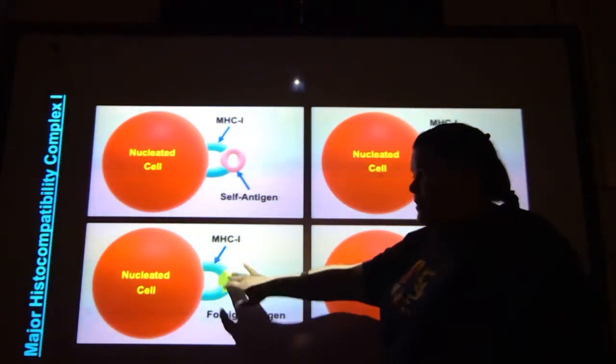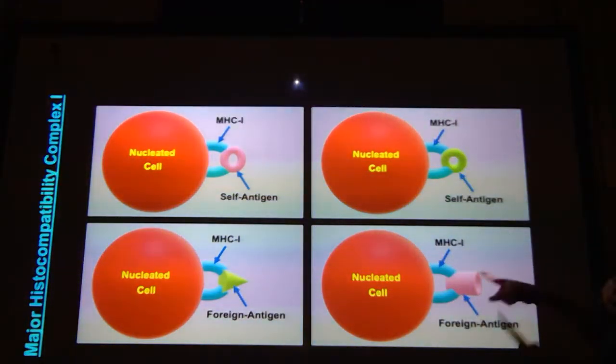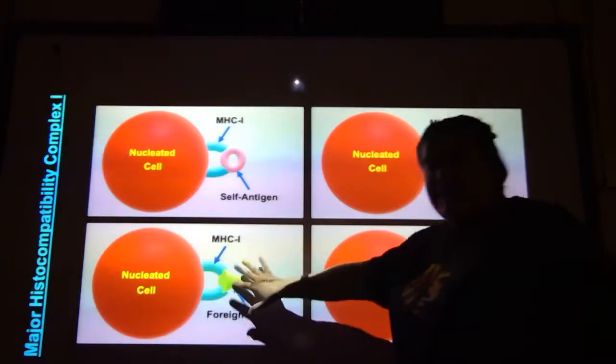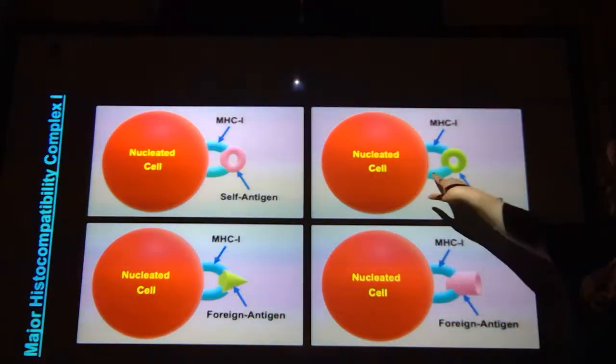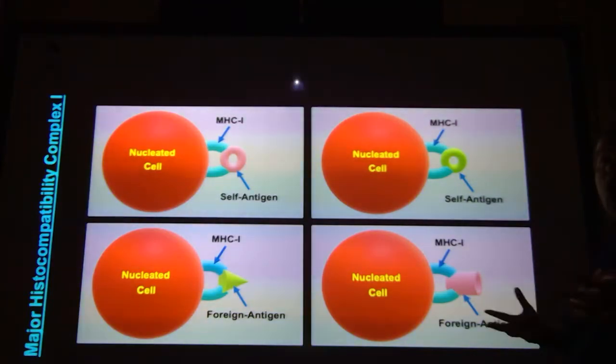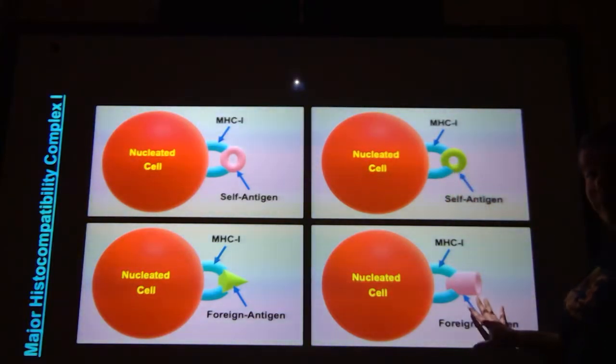However, if MHC1 is displaying something foreign, notice these are not donuts anymore, right? This cell needs to die. It is still MHC1, but what I'm holding is different than what I should be holding. I should be holding something that is a self-antigen, and I am no longer doing that. Big red flag that there's something wrong.